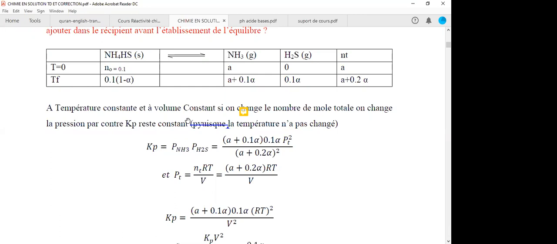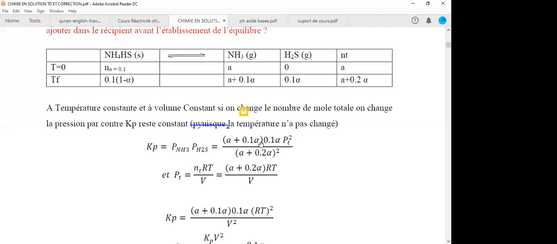The partial pressure of the gas NH3 is given by the number of moles at equilibrium for NH3, which is the number of moles initial plus the number of moles formed, R plus 0.1 alpha, divided by R plus 0.2 alpha, times P total. That is the partial pressure for NH3. And then the partial pressure for H2S is given by the number of moles of H2S, which is 0.1 alpha, divided by the total number of moles, R plus 0.2 alpha, times P total.